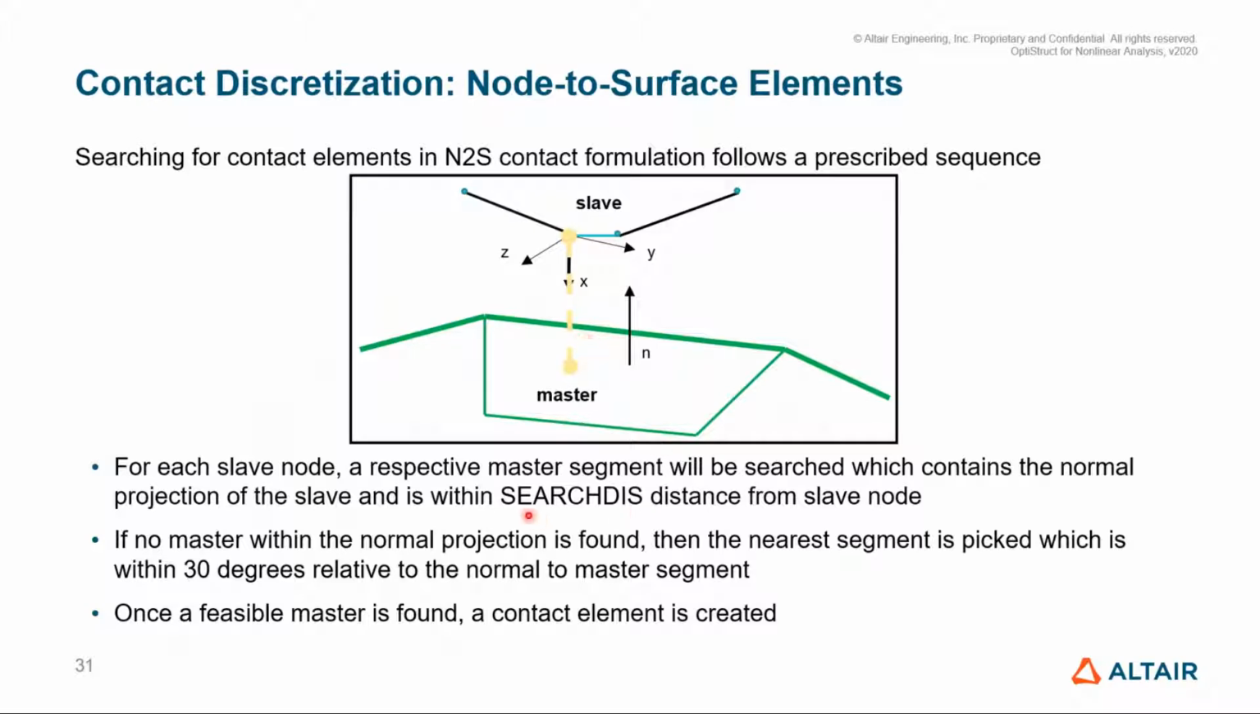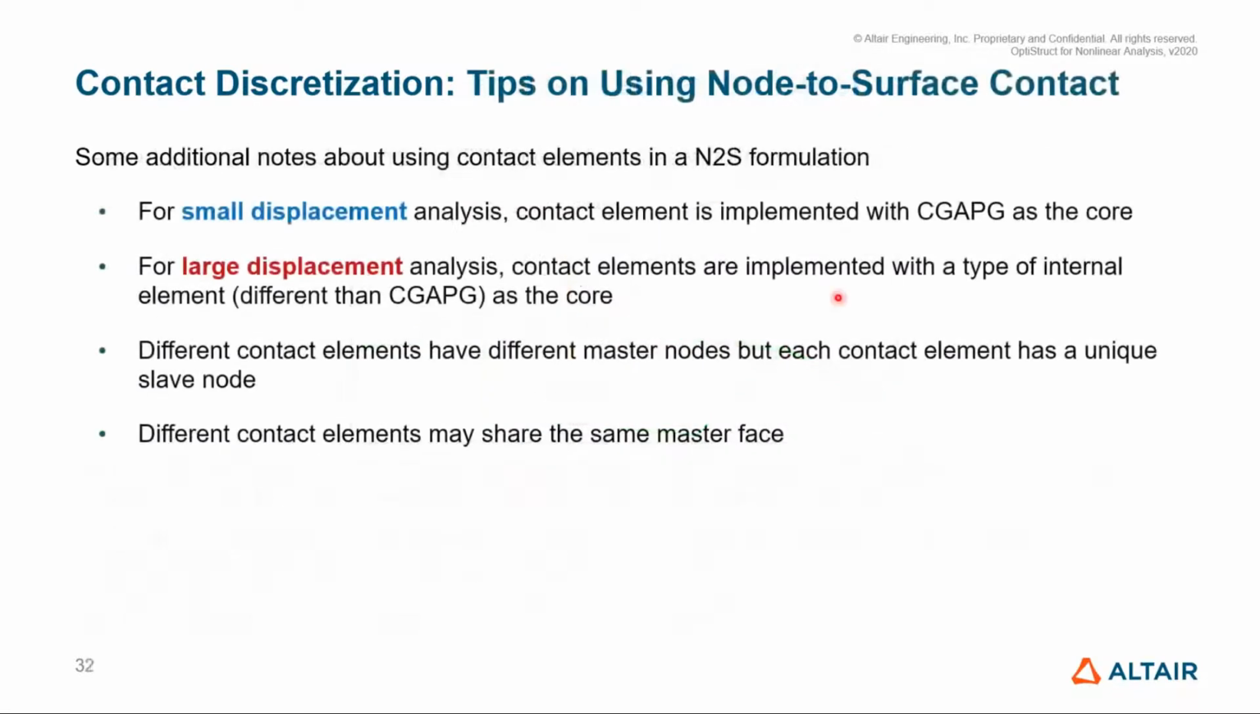It's based on the search distance, so it's important to set your search distance right. If normal projection is not found, then we will also try to find within 30 degrees, because sometimes your master and slave surfaces might not be parallel. So we can go up to 30 degrees. Once the master is found, then we'll establish that contact element.